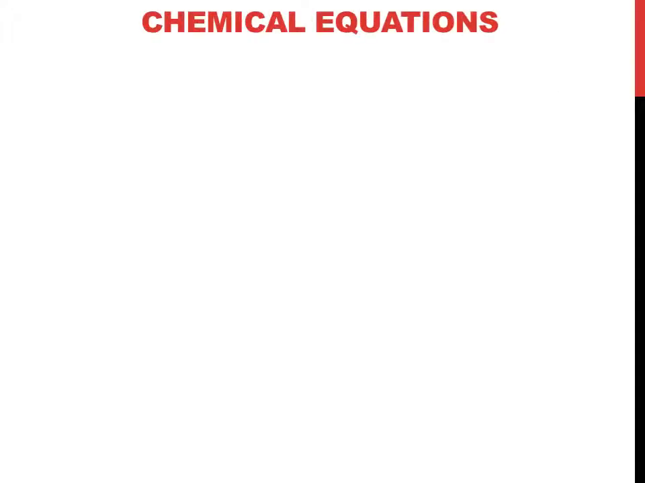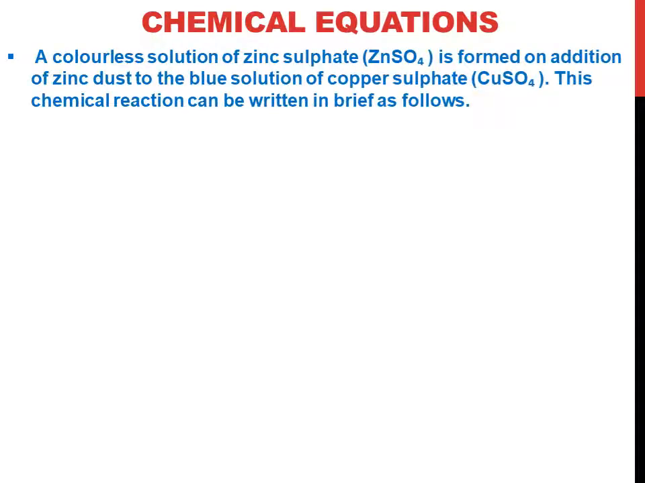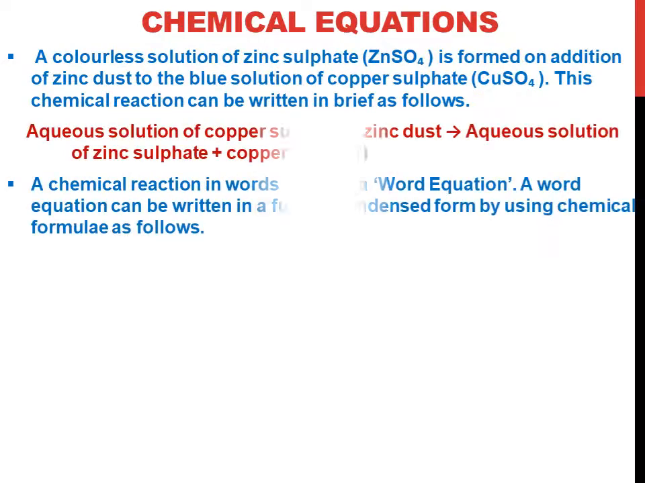Now we are going to study about chemical equations. Let us first look at the chemical reaction. In activity 2, a colorless solution of zinc sulfate, ZnSO4, is formed on addition of zinc dust to the blue solution of copper sulfate. This chemical reaction can be written in brief as follows. Aqueous solution of copper sulfate plus zinc dust gives aqueous solution of zinc sulfate, which is colorless, plus copper. This is the first equation.